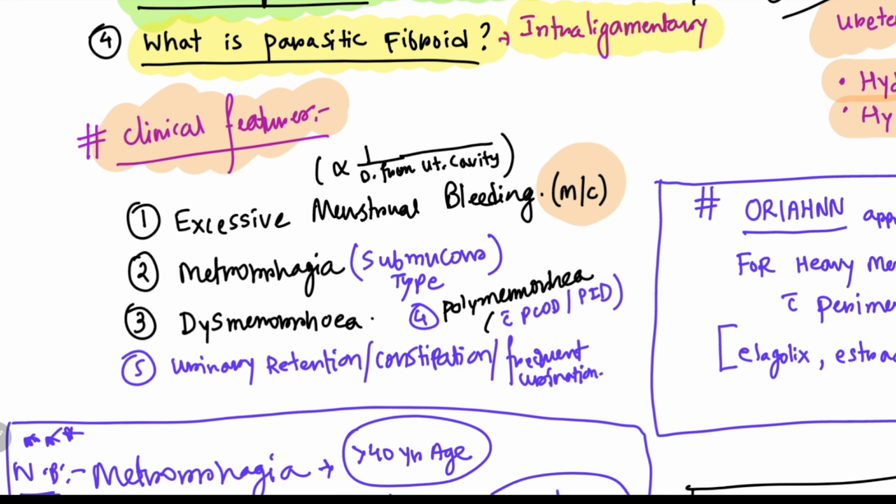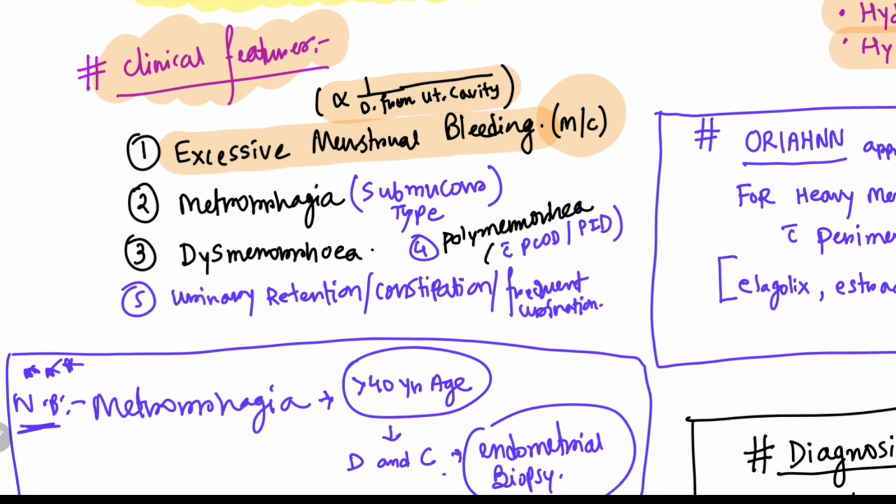Now let's talk about the clinical features of fibroid. The most common clinical feature of fibroid is excessive menstrual bleeding or menorrhagia. You must remember a concept: the position of the fibroid plays a vital role in menstrual bleeding. If the fibroid is more towards the uterine cavity, then the bleeding will be more. If the fibroid is more towards the serosal side, then the bleeding will be less. The next clinical feature is metrorrhagia or intermenstrual bleeding, which is more seen in the submucous type of fibroid. The next symptom is dysmenorrhea or painful menstruation.